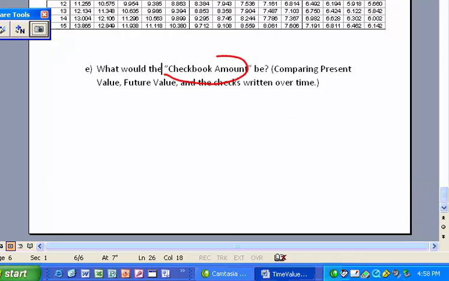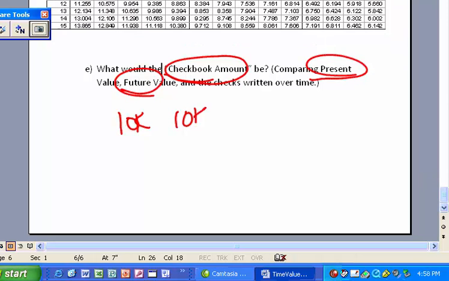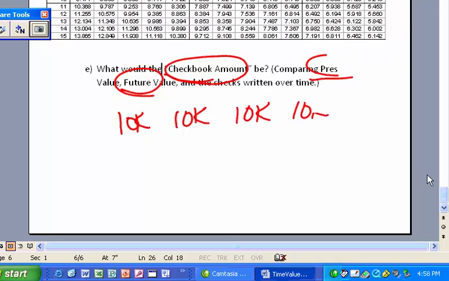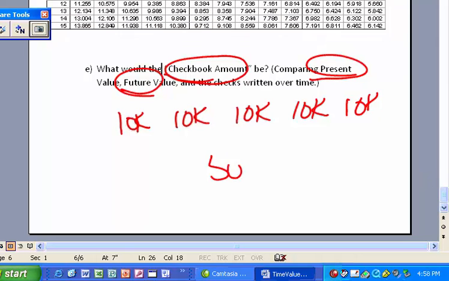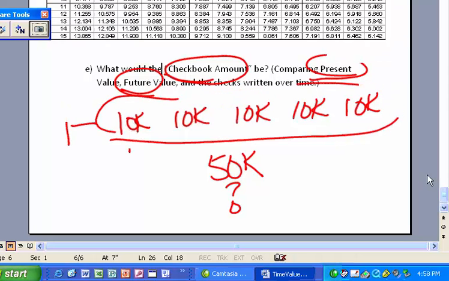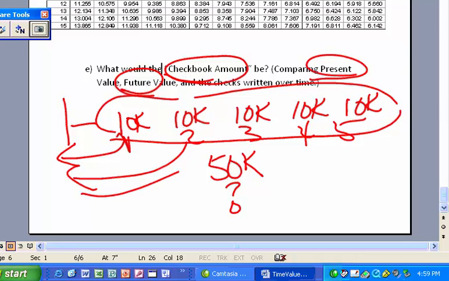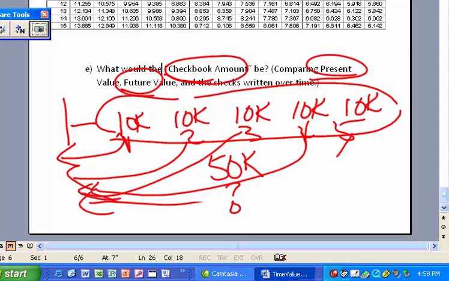the difference between the checkbook amount, the present value, and the future value. So if we wrote checks for $10,000 every year for 5 years, we would be writing checks for $50,000. But the issue becomes, since this amount of money is out in time, this is first year, second, third, fourth, and fifth year, and we're bringing these back to its present value, that's what our tables were about, then we're going to have less than $50,000 even though we're writing checks for $50,000.